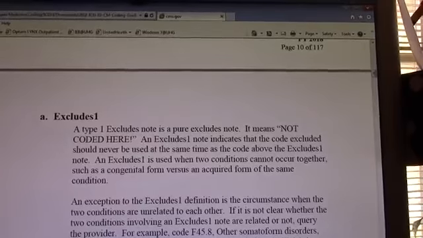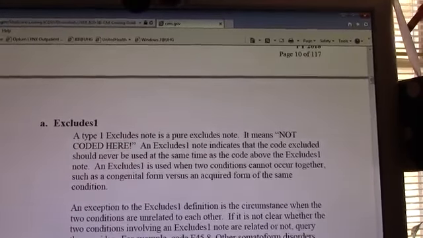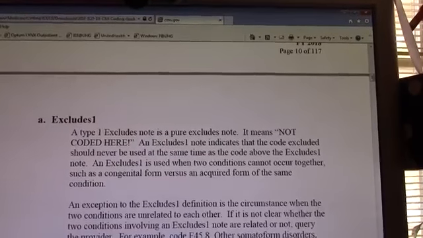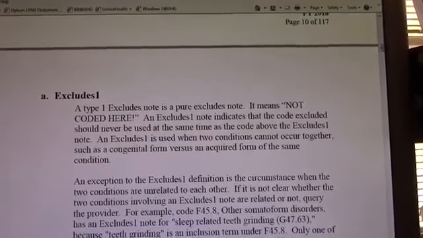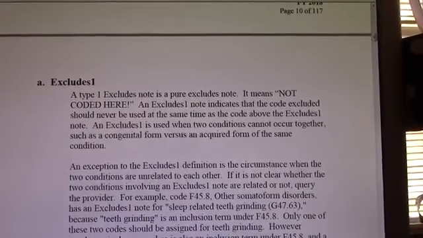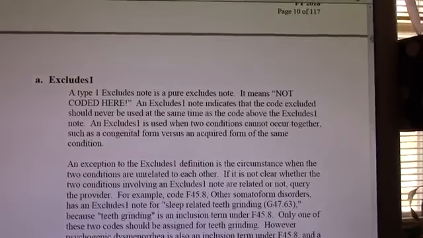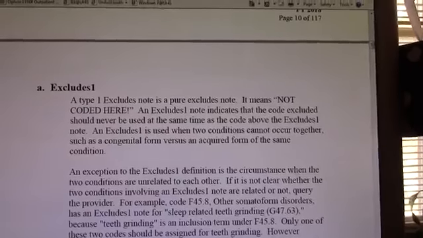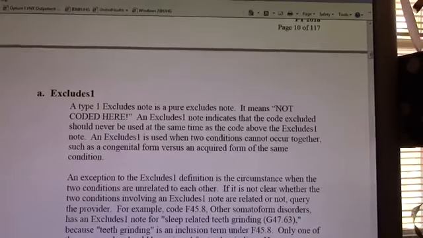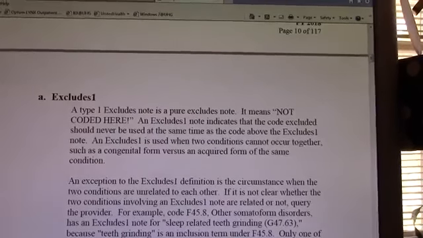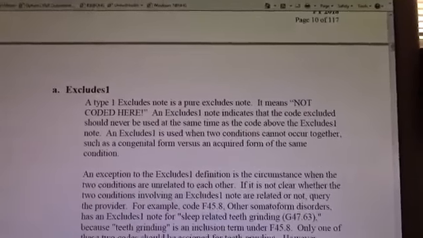And so it's saying here that an Excludes1 is used when 2 conditions cannot occur together, such as a congenital form versus an acquired form of the same condition. So you can't be born with a condition, for example, sickle cell disease, and then oops, later on acquire it. No, sickle cell is a congenital condition, not a congenital and an acquired condition. Okay? Now it does have an exception, of course.